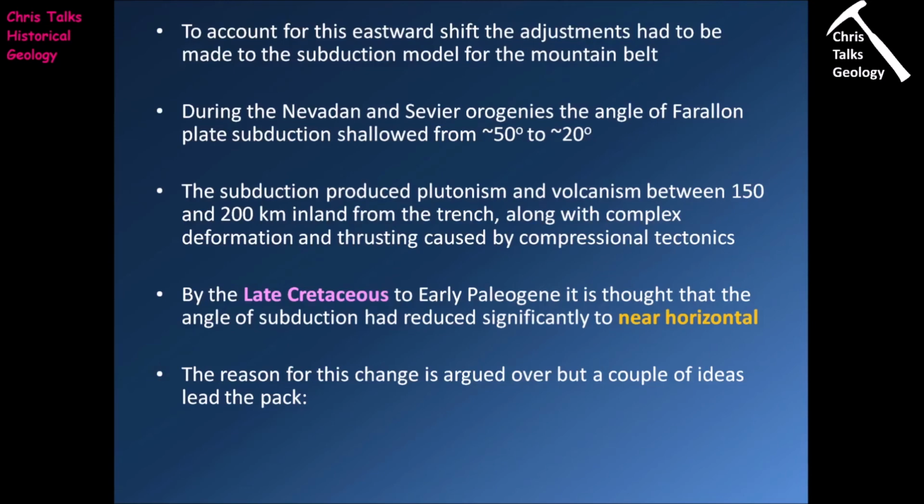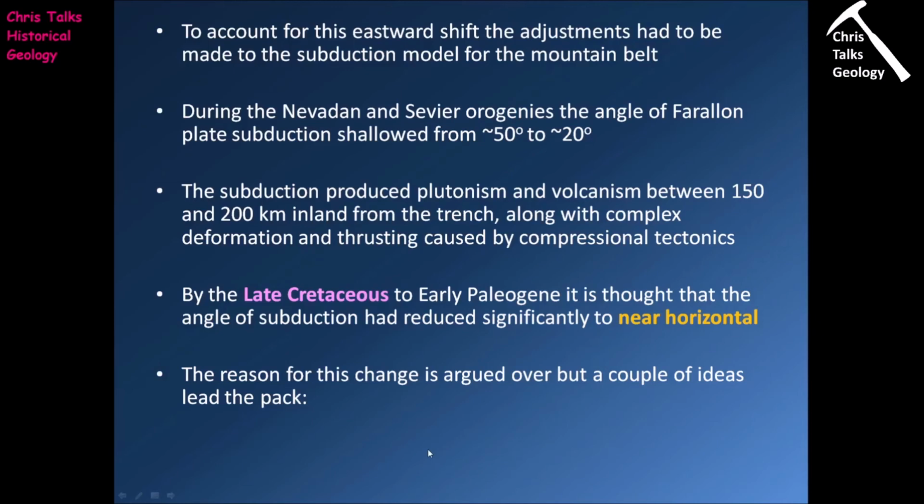That mafic magma rises straight up, gets stuck at the base of the continental crust. It partially melts the continental crust, producing felsic and intermediate magmas, and those felsic and intermediate magmas rise through the continental crust and essentially are erupted onto the surface via volcanoes.